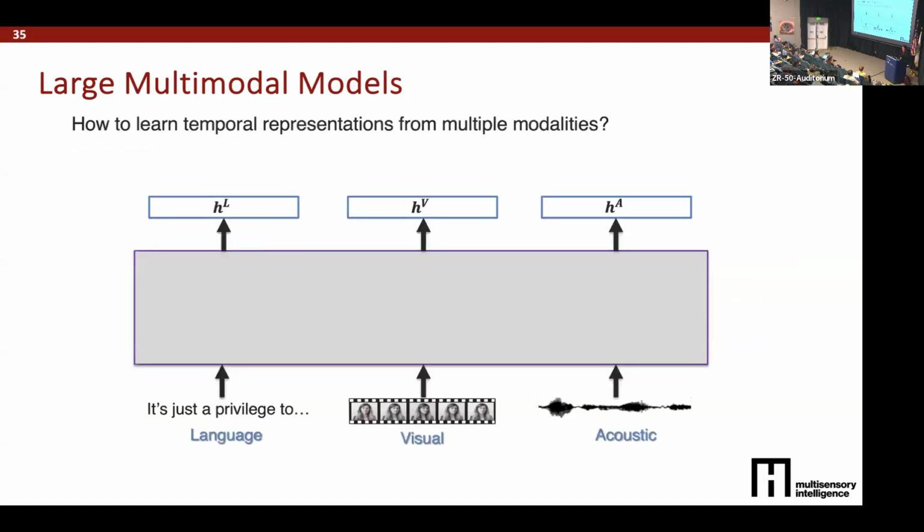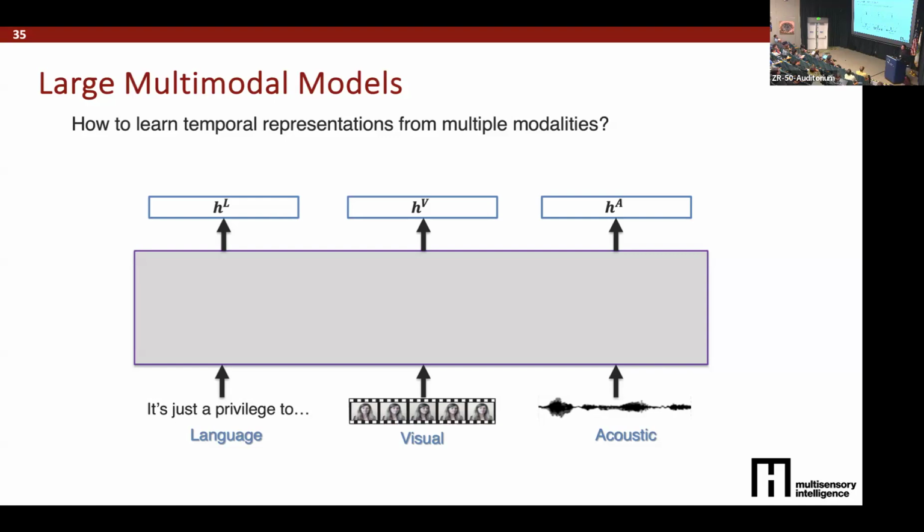All right, so let's go step by step. Firstly, large multimodal models. The challenge here is, how do you learn representations from different modalities? And in particular, how do you learn these temporal representations of people speaking and showing gestures and having voice? And you can think about applications to your own domain as well.